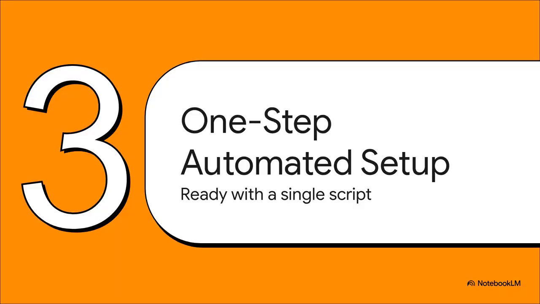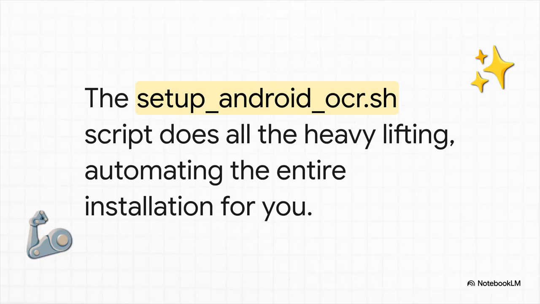Okay, I know what you might be thinking. This sounds cool, but it also sounds really complicated, like I need to be a developer. What if I told you we can get this whole thing set up with just a single script? Meet your new best friend, setup Android OCR.sh. This one little file is the key to everything. It's an automated installer that you run just once inside an app called Termux, which is like a command line for your Android. It does all the heavy lifting, getting your phone ready for its brand new superpower.